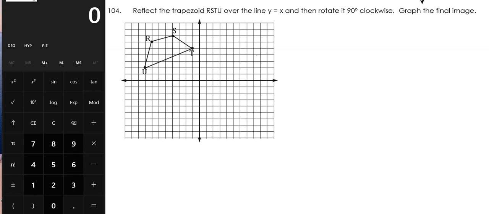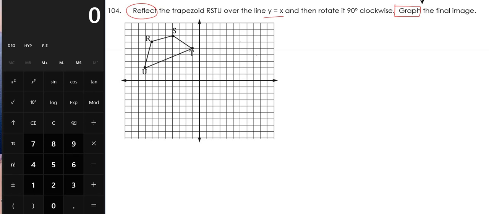Number 104. Reflect the trapezoid RSTU over the line y equals x and then rotate it 90 degrees clockwise. Your ask is to graph the final image, not to state the coordinates, but to graph it. So reflecting is going to happen first. You're going to reflect over the line y equals x. That's one of the types of transformations that I recommend that you memorize the rule for. It makes things a lot easier, so we'll talk about that.